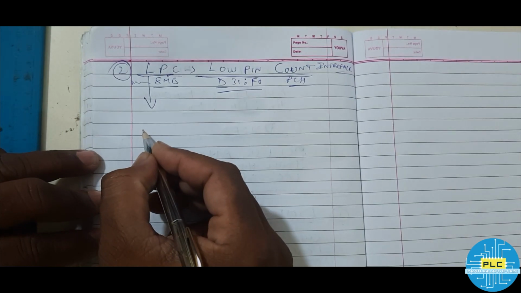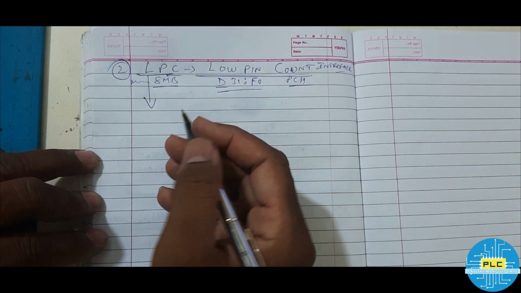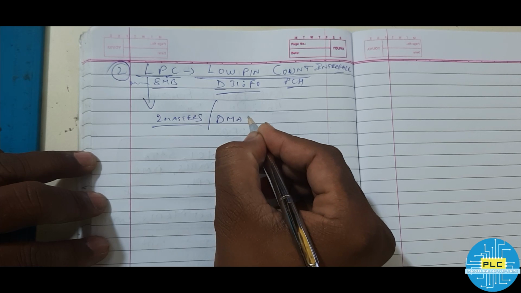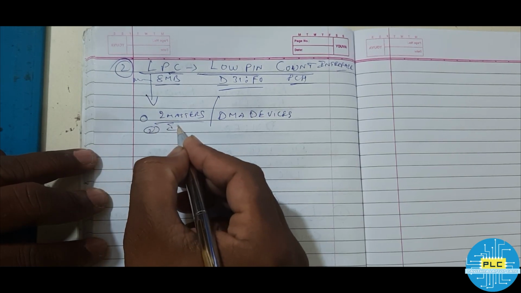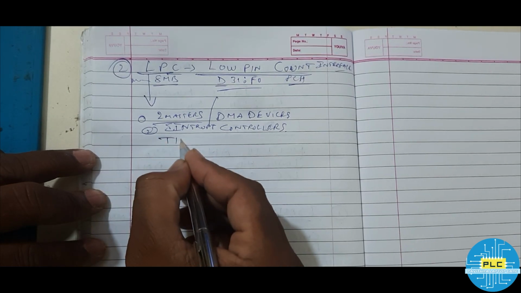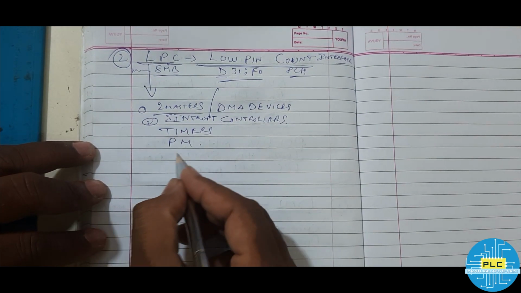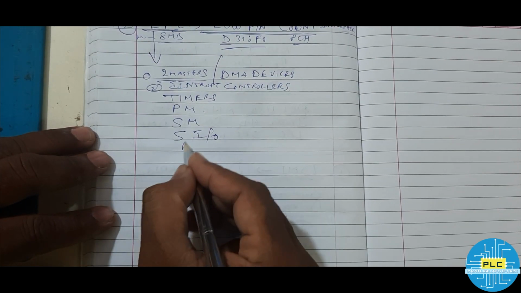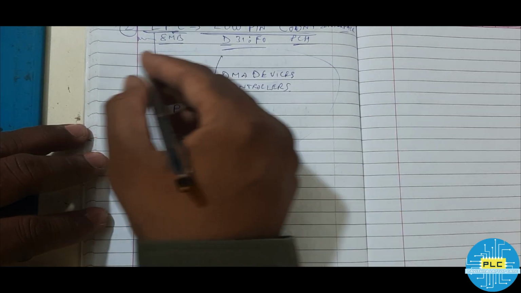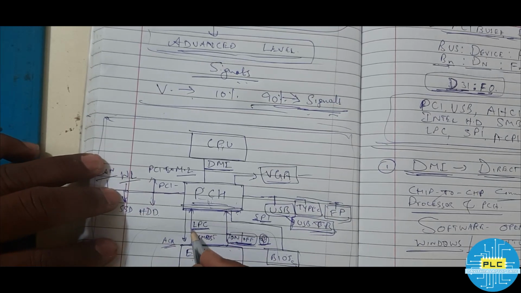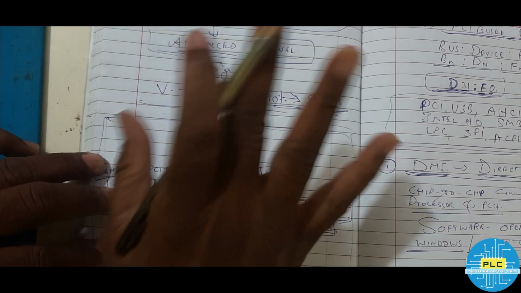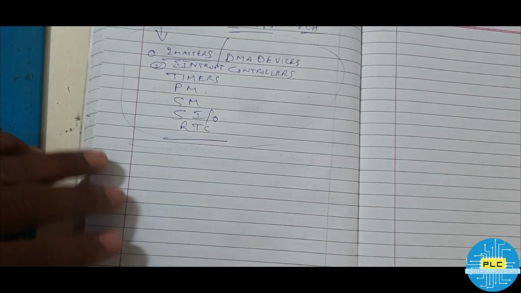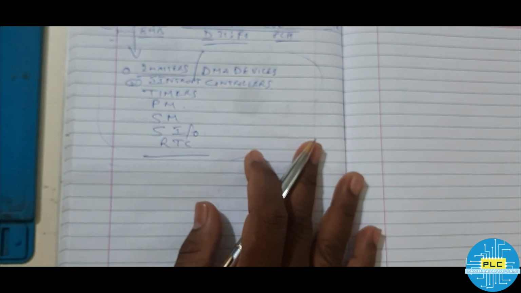These buses communicate using two masters or DMA devices. Second, interrupt controllers, timers, power management, system management, Super IO and RTC. This is the most important point, because without this LPC your board will be in dead condition. So you must know about LPC buses.